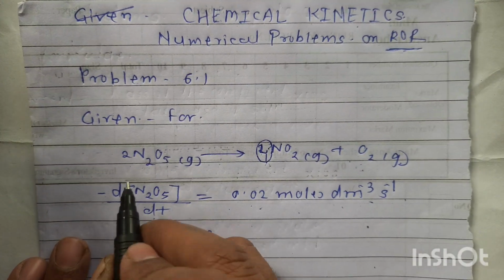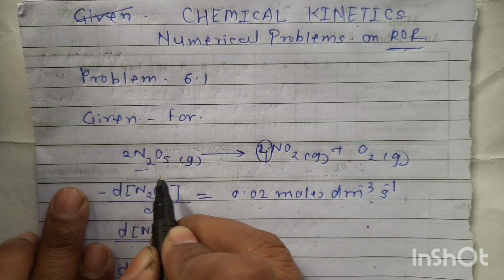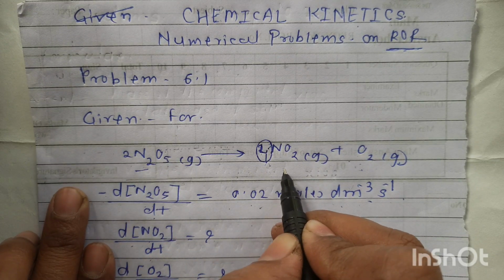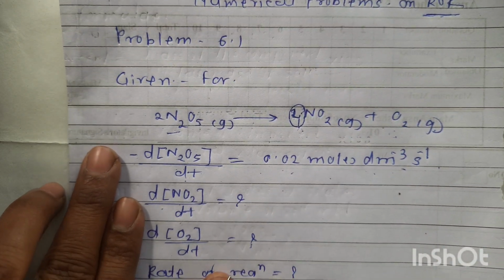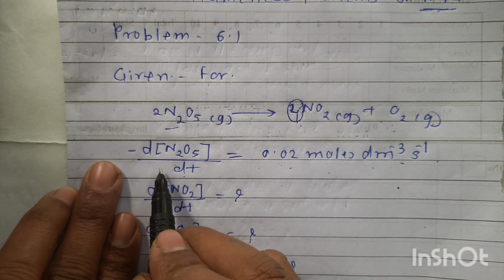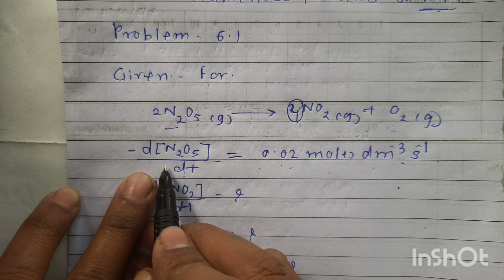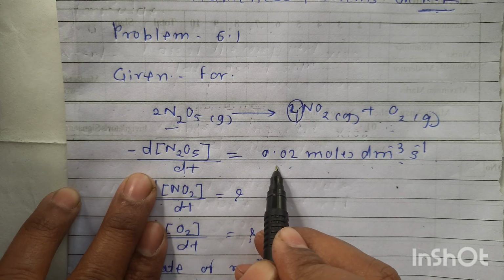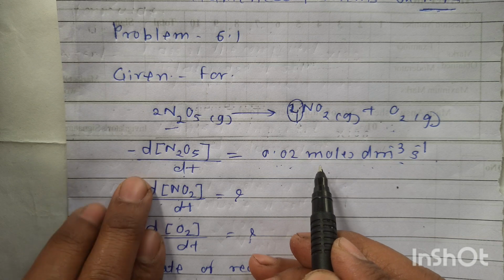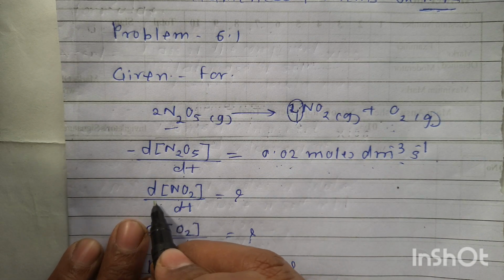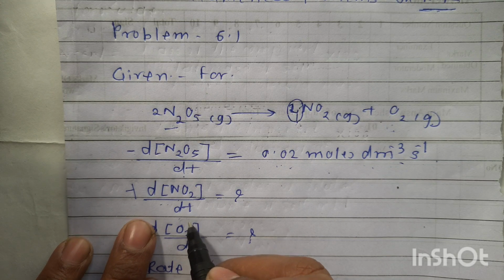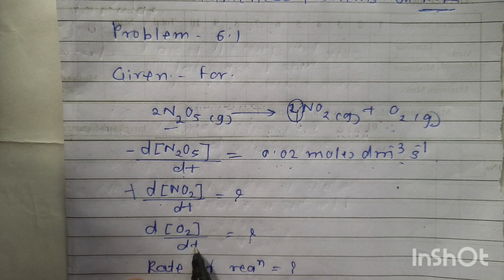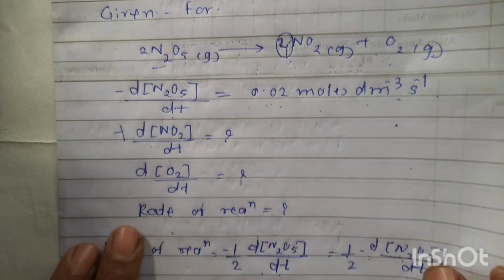So what is given there? The reaction is given, that is 2N2O5 gives 4NO2 plus O2, right? And what is given is the rate of disappearance of N2O5, that is 0.02 moles per dm³ per second. And they ask us to calculate the rate of formation of NO2, the rate of formation of O2, and the rate of the reaction, right?